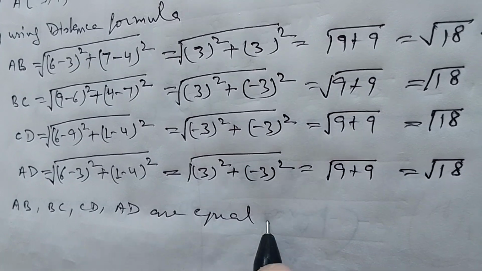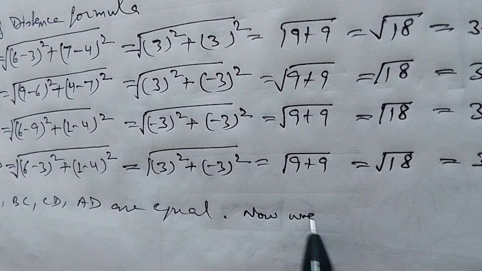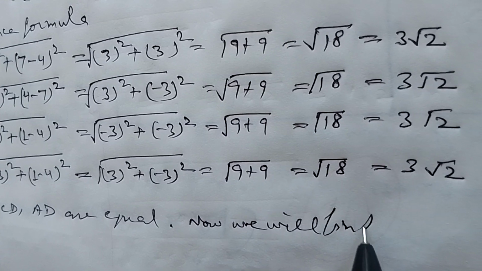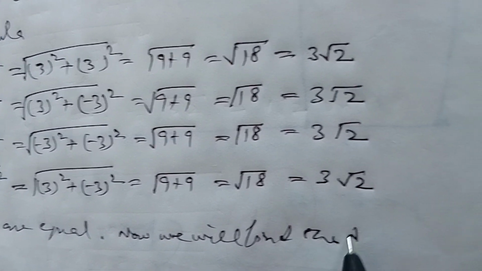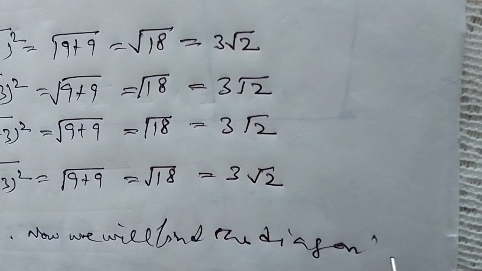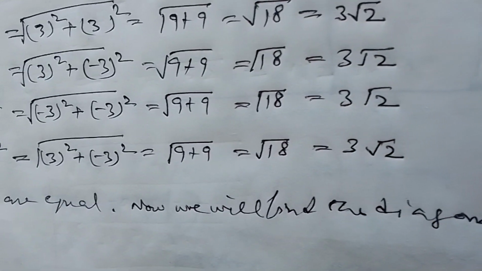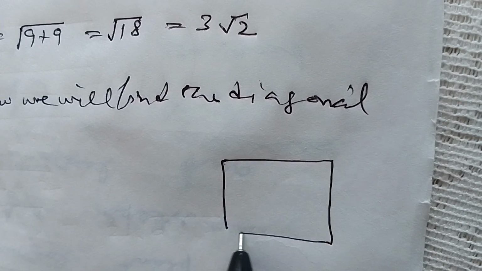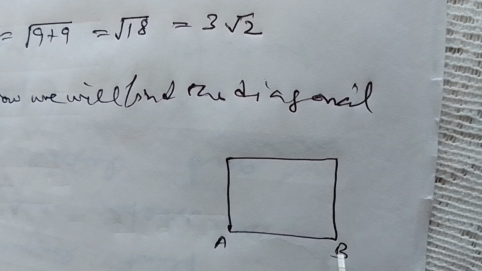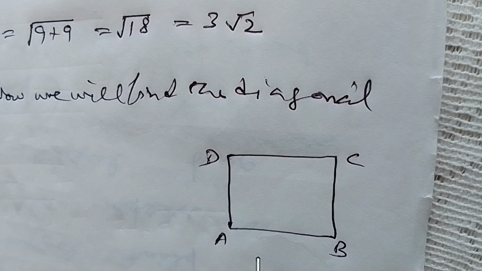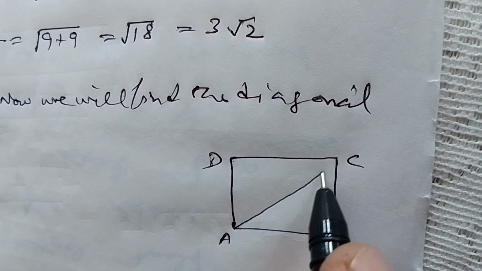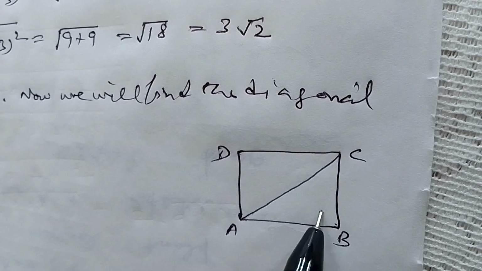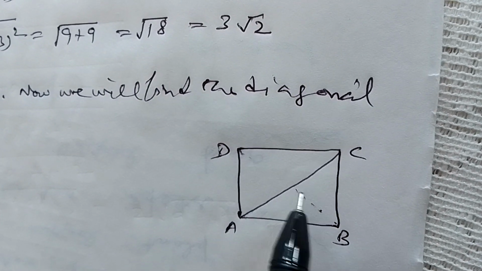Now we will find the diagonals. Diagonals can be found as follows: suppose these friends are sitting according to this A, B, C, D, then the first diagonal will be A to C and the second diagonal will be B to D. We have to calculate AC, using the coordinates of points A and C.